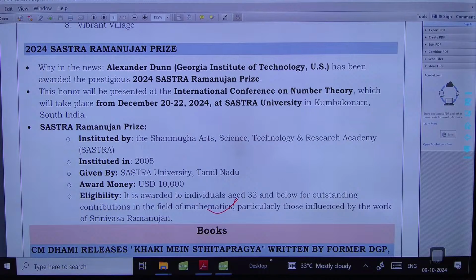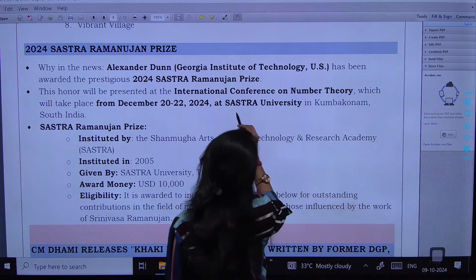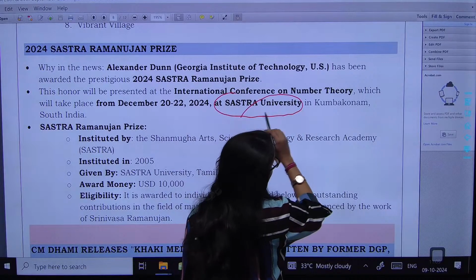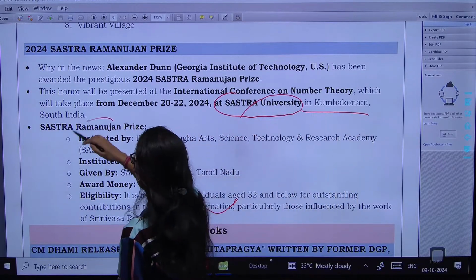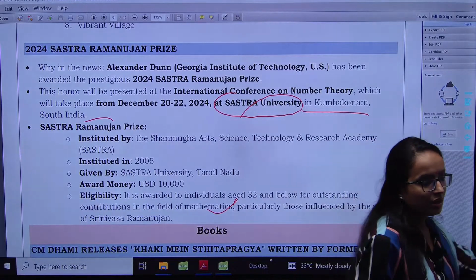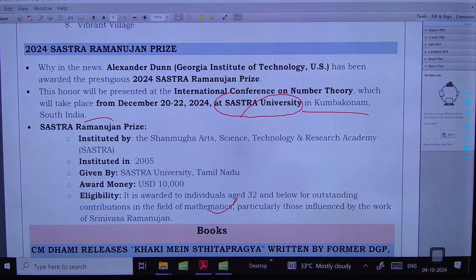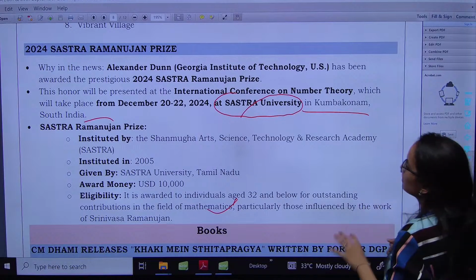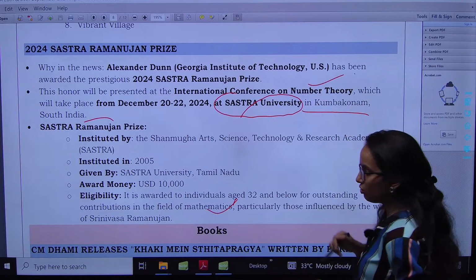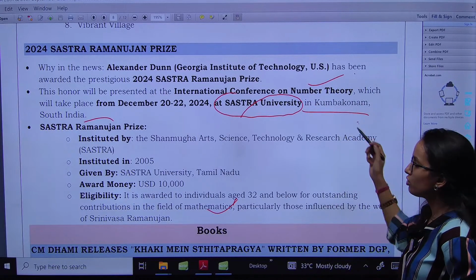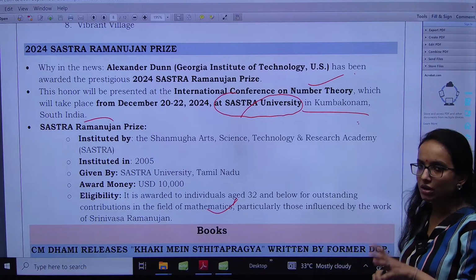It will be presented at the International Conference on Number Theory, which will take place from 20 to 22nd December 2024 at Shastra University in Kumbakonam, South India. So this Ramanujan Prize will be given to Alexander Dunn at the International Conference on Number Theory. One more question comes out of it: where is this conference going to be organized? It is going to be organized in India only, South India, right?